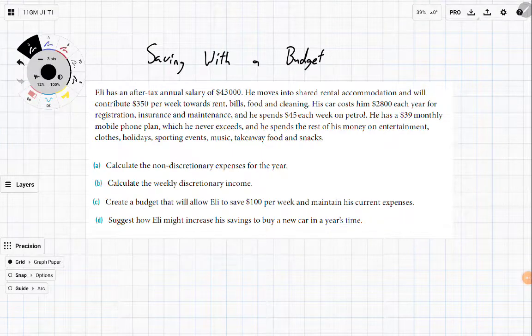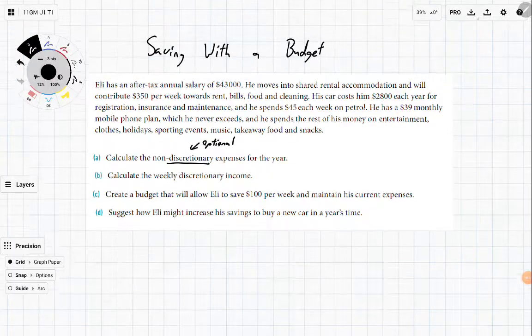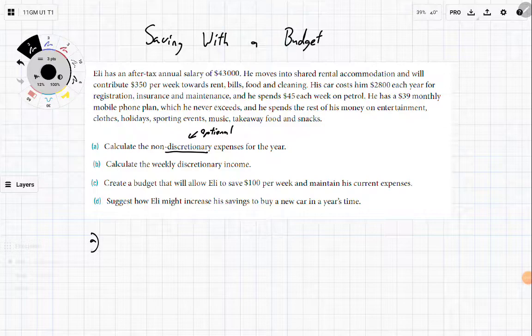So the first part is calculate the non-discretionary expenses for the year. When we talk about discretionary spending, it's in a sense optional. So if we're talking about non-optional expenses, these are the things that you have to spend money on. So for part A, this is all of the expenses we know about. That's his salary, so that's not an expense.